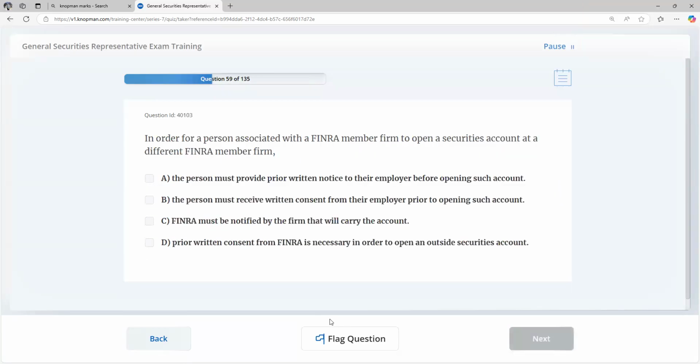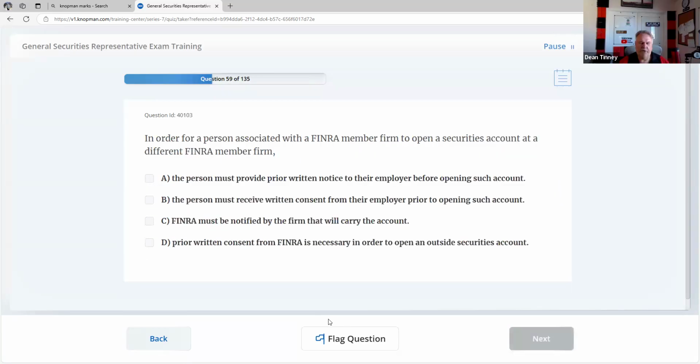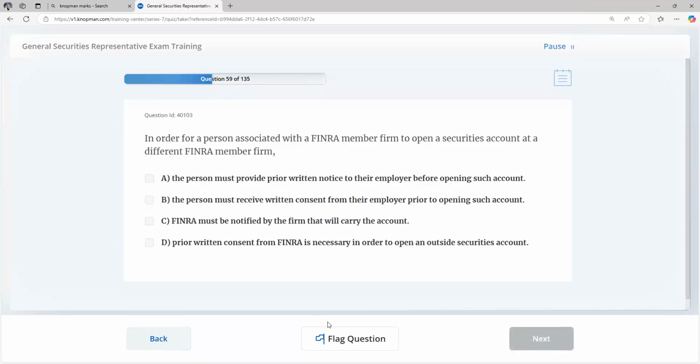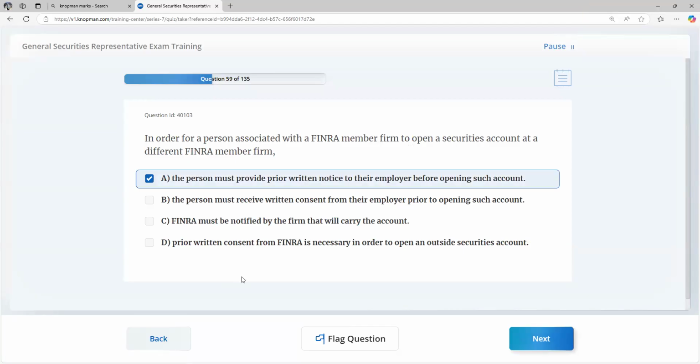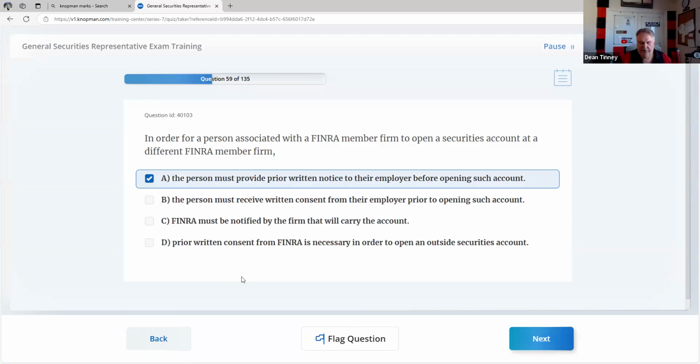In order for a person associated with a FINRA member firm to open a securities account at a different FINRA member firm, I know that they need to provide written notice. And then your firm either says that'll be okay or that won't be okay. I'm trying to think, because I'm pretty sure you might not need permission, you just need to tell them and then open it. Then what happens is they will follow any instructions they receive from your employing firm.